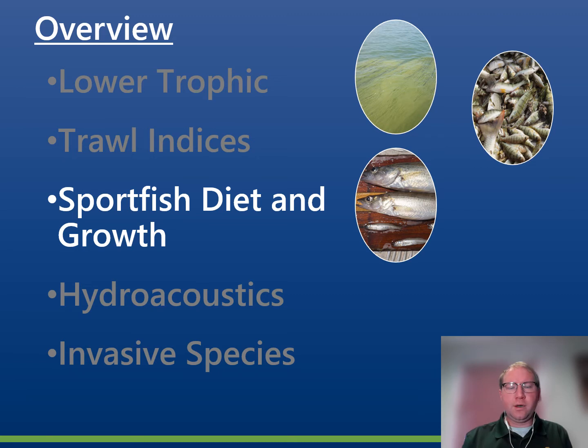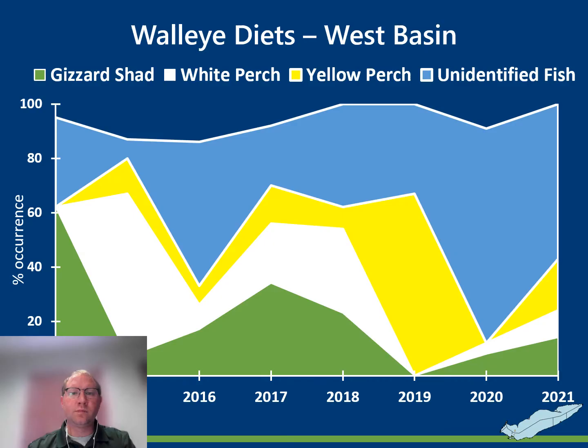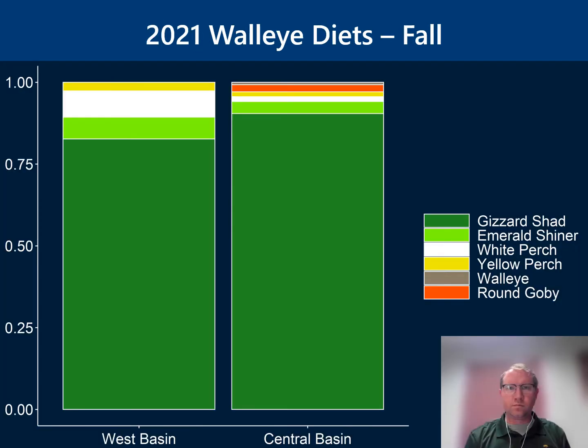Now we'll move over and look at sport fish diet and growth for walleye and lake trout. Starting off with walleye diets in the West Basin, these are taken from Michigan Trawl Survey data in August. You can see that walleye eat a variety of species. We've got gizzard shad in green, white indicates white perch, and yellow is yellow perch. Blue indicates unidentified fish. In 2021, we had a good mix of the 3 identified species.